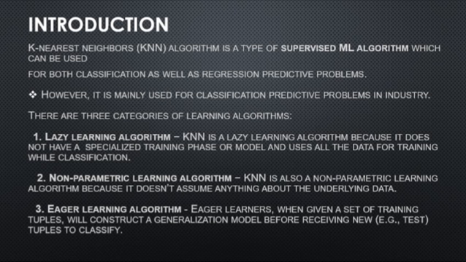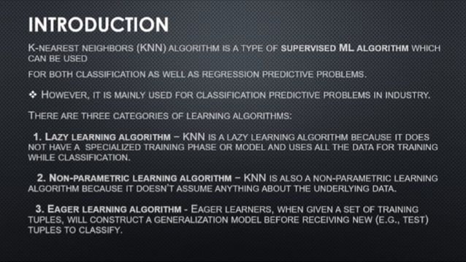There are three categories of learning algorithms. The first one is the lazy learning algorithm. KNN is a lazy learning algorithm because it does not have a specialized training phase or model and uses all the data for training while classifying.